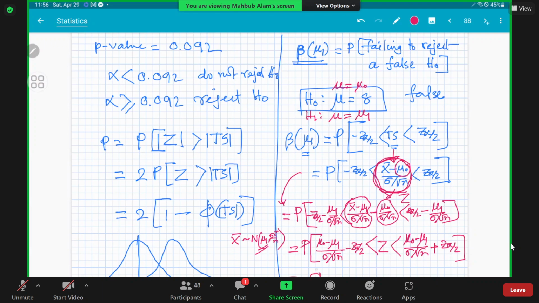We can write it as phi of this quantity, mu naught minus mu1 divided by sigma square root of n plus z alpha by 2, minus phi of mu naught minus mu1 divided by sigma divided by square root of n minus z alpha by 2. So this is the ultimate value of the probability of type 2 error.